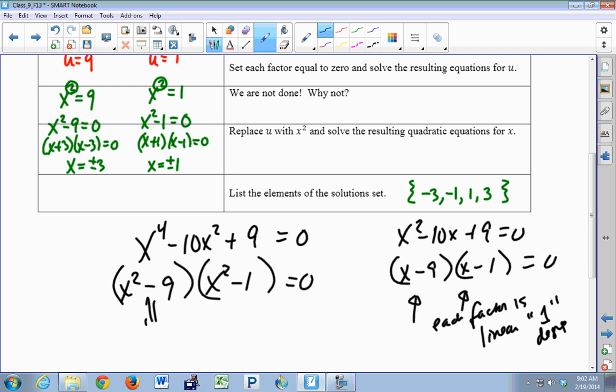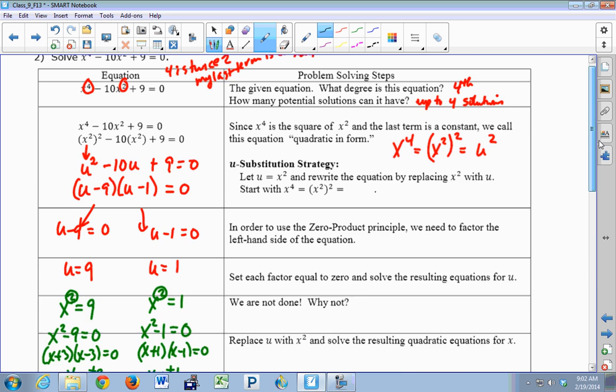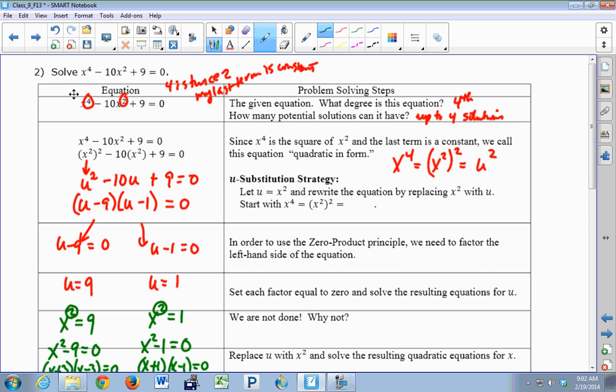And then you set each of these equal to 0, and we're right back to where we started a minute ago, getting our two different answers for each factor. Okay, so just because it's in this form doesn't mean you can't factor it like you traditionally factor it. Okay, so that's quadratic in form, right? And you'll have a few of those on homework.